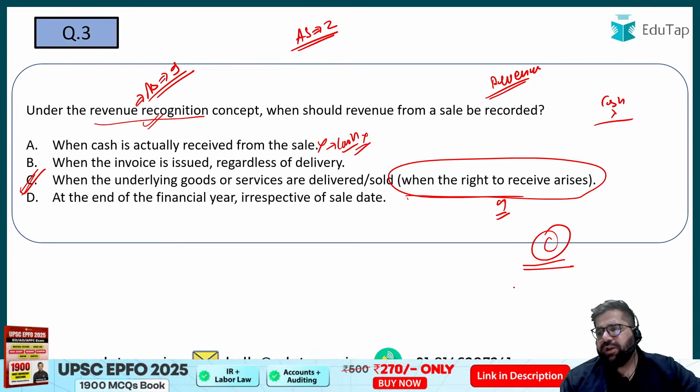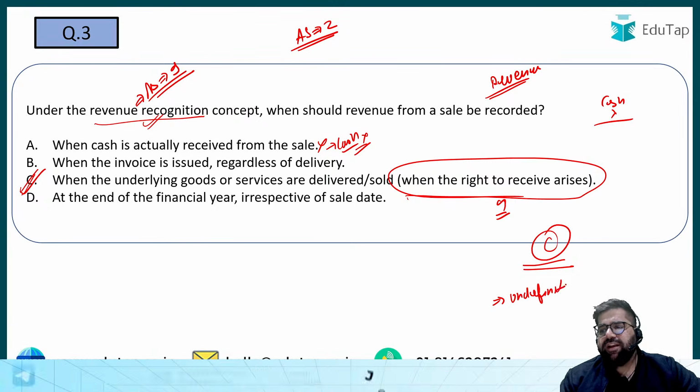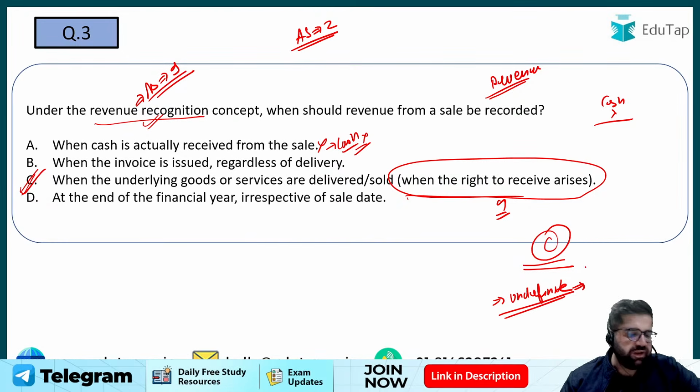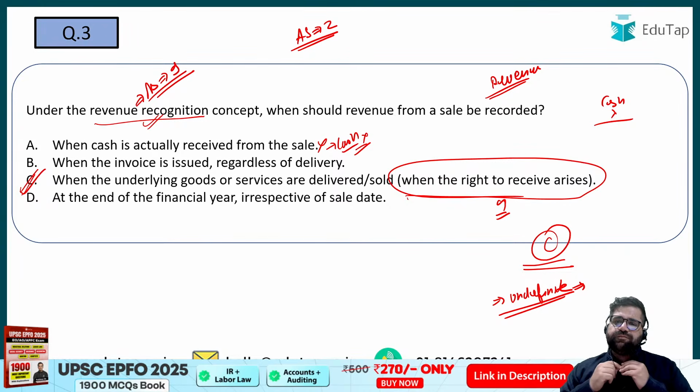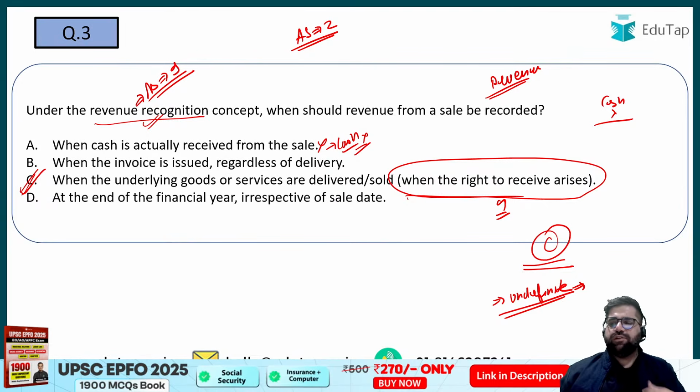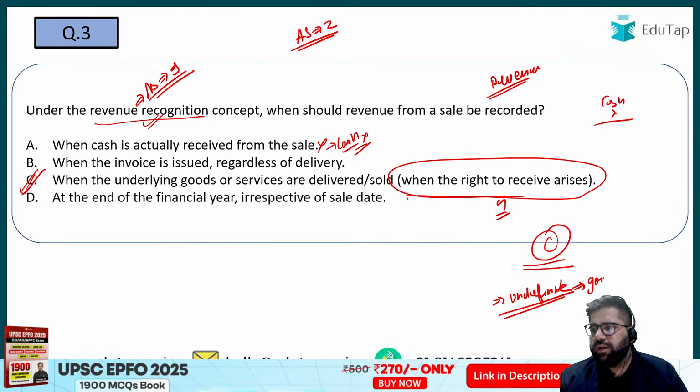Tell me that particular principle which says that my business will run for an indefinite period of time. Which particular accounting principle says this? कि मेरा जो business है वो unlimited period तक चलेगा. Yes, this principle is known as going concern. Very good.